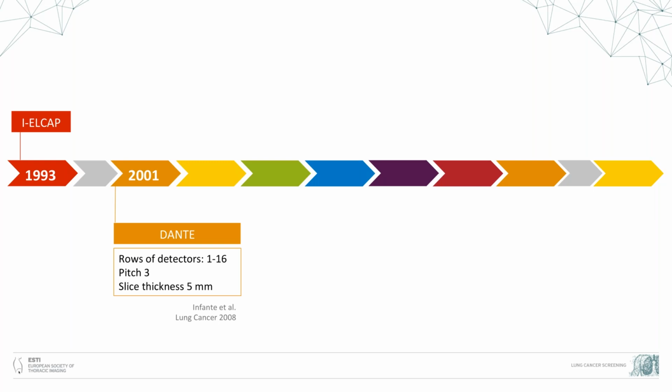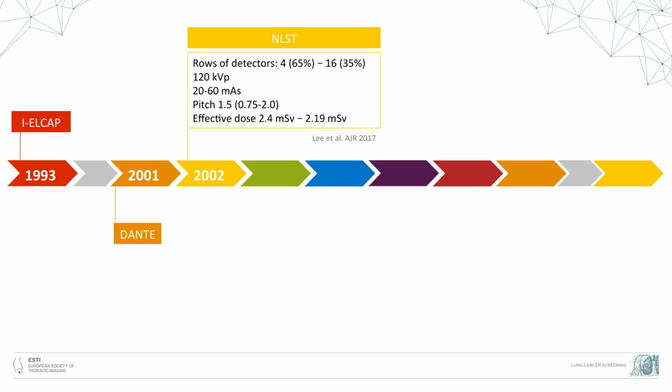Almost a decade later, in the DANTE, slice thickness was reduced to 5 millimeter, and multi-detector CTs with 1 or 16 rows were used. In the NLST, the majority of scanners were 4-row detector scanners with an effective dose around 2.4 millisievert.